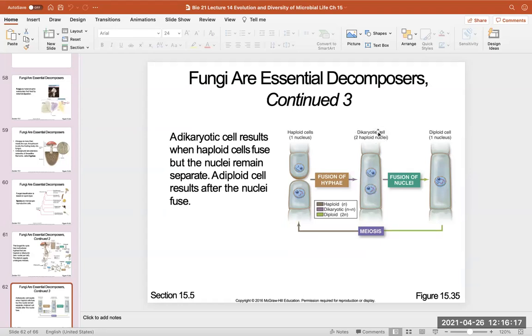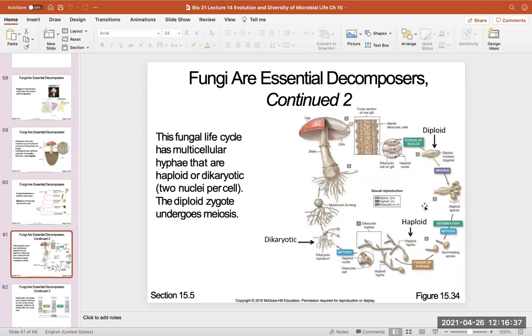Dikaryotic. Di means two nuclei. Only this stage is called dikaryotic, two haploid nuclei. Once these nuclei fuse together, now they're diploid and it's one nucleus. This is not dikaryotic anymore because you don't have two nuclei, they're fused together. Only this stage is called dikaryotic, and this happens through meiosis in fungus. So again, you don't need to know this life cycle, but you do need to know dikaryotic.